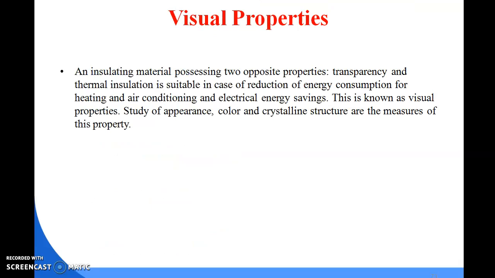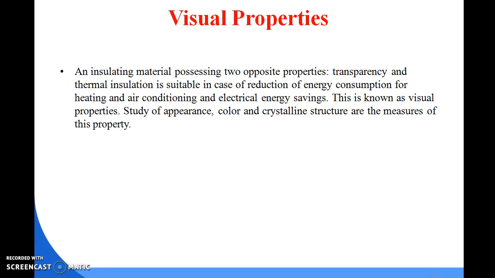Okay, so next another property that comes in insulating materials is the visual property. An insulating material possesses two opposite properties, that is transparency and thermal insulation. It is suitable in case of reduction of energy consumption for heating, air conditioning and electrical energy saving. This is known as the visual property.